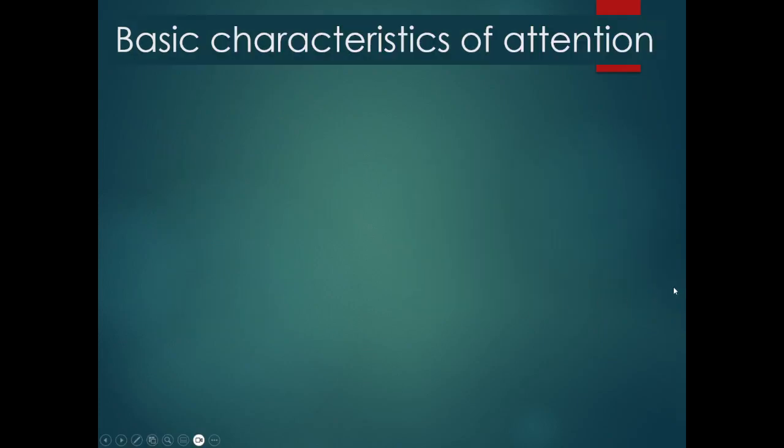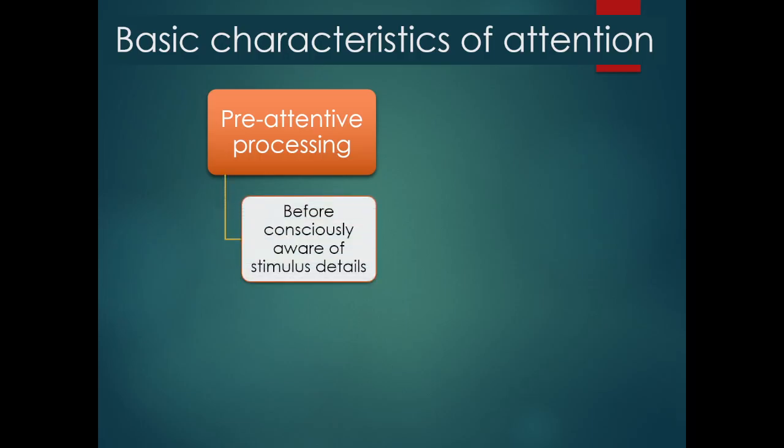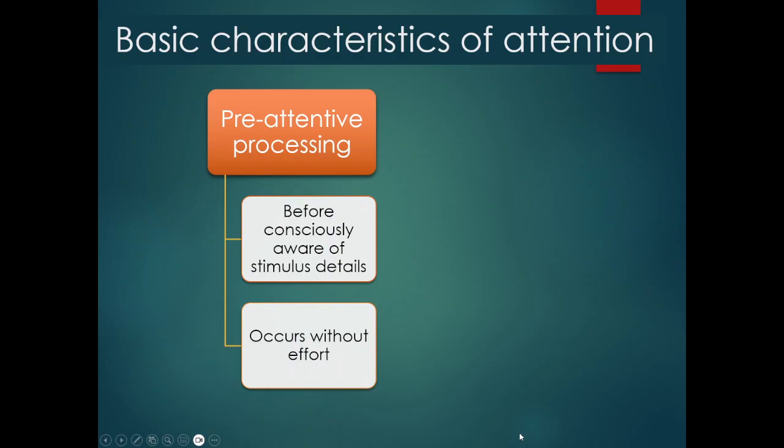All right, so let's talk about some of the basic characteristics of attention. Some parts of attention happen before you really start consciously attending to information. You start processing parts of the information before you're consciously aware of paying attention. So pre-attentive processes are those things that happen before you're even clearly aware of the stimulus's details. This kind of processing happens without any kind of effort. It just automatically happens. You may not even know that you did this kind of processing.